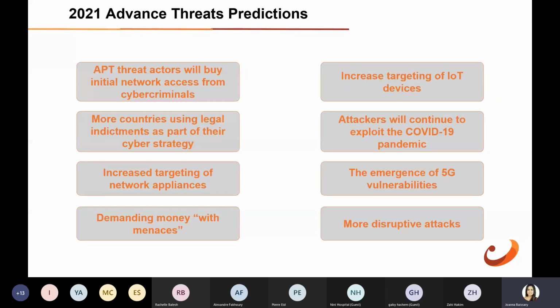The increase in targeting of IoT devices. IoT security breaches have been dominating the headlines and are set to increase as more devices are connected, putting protection at the core of the technology agenda. Attackers will continue to exploit the COVID-19 pandemic and the emergence of 5G vulnerabilities. 5G attracted a lot of attention this year in many countries, and there are also numerous scary stories about possible health risks as well.